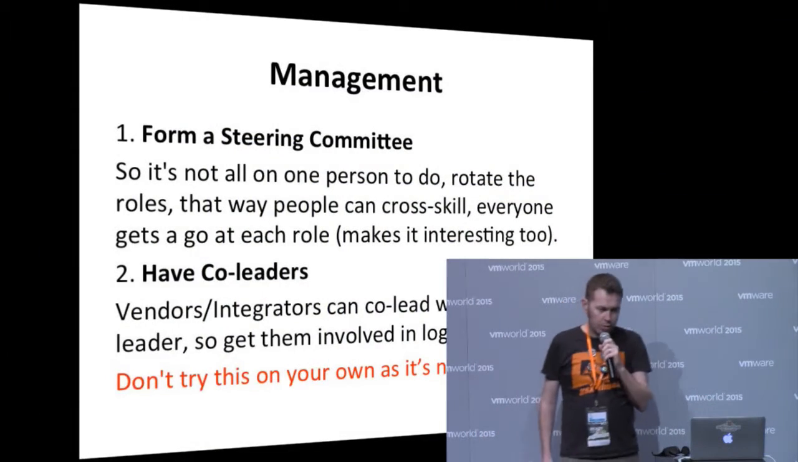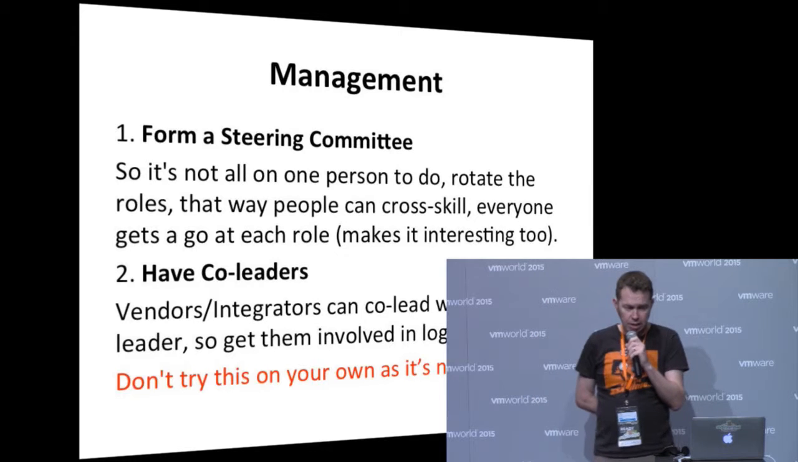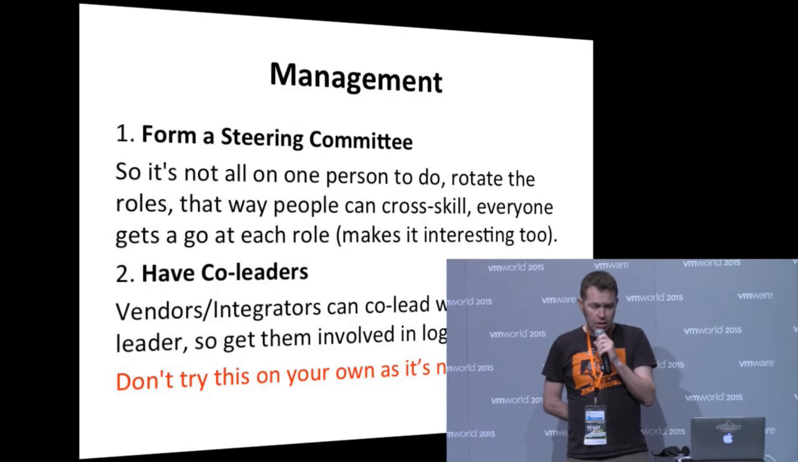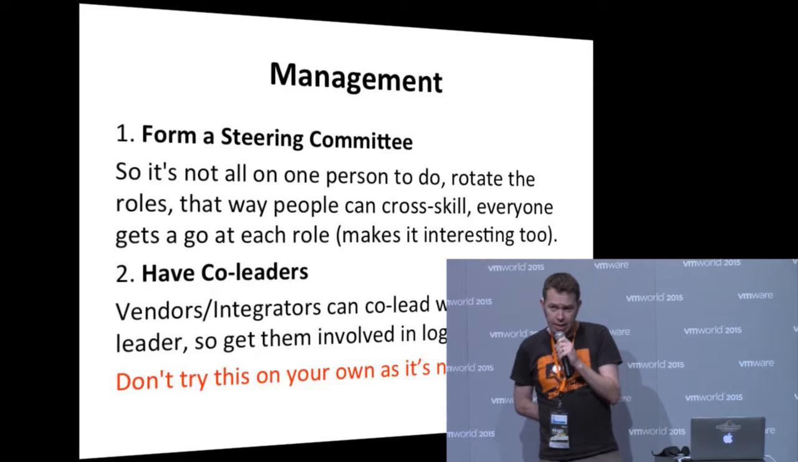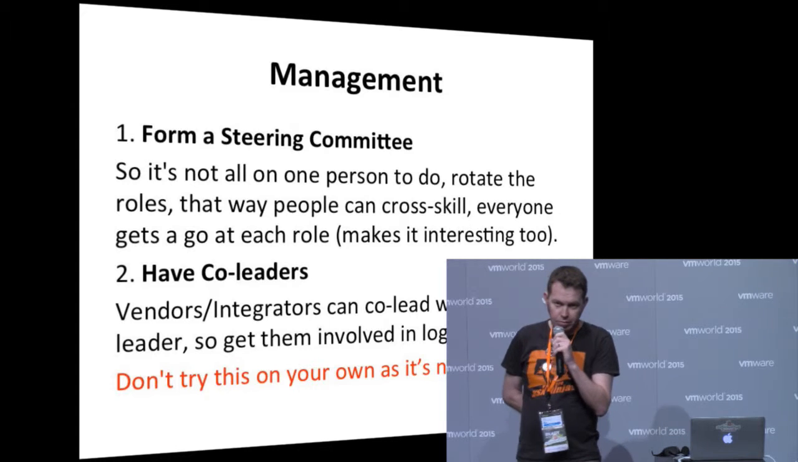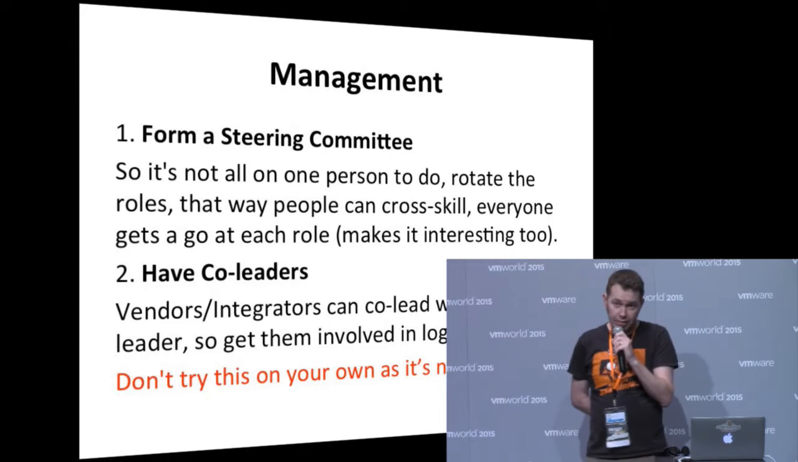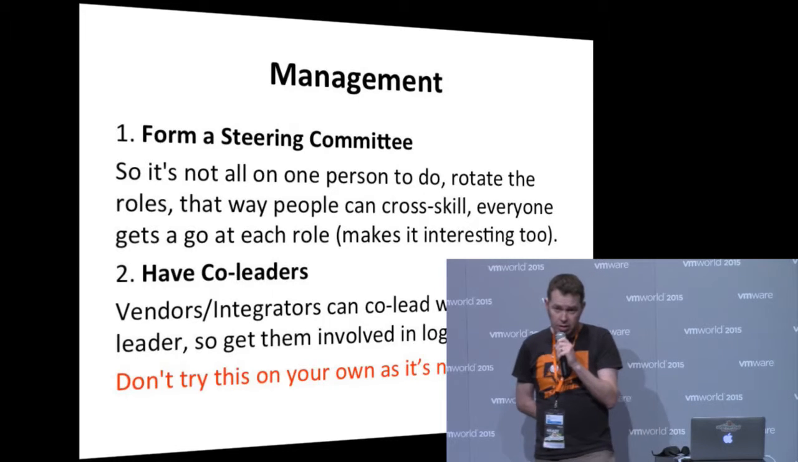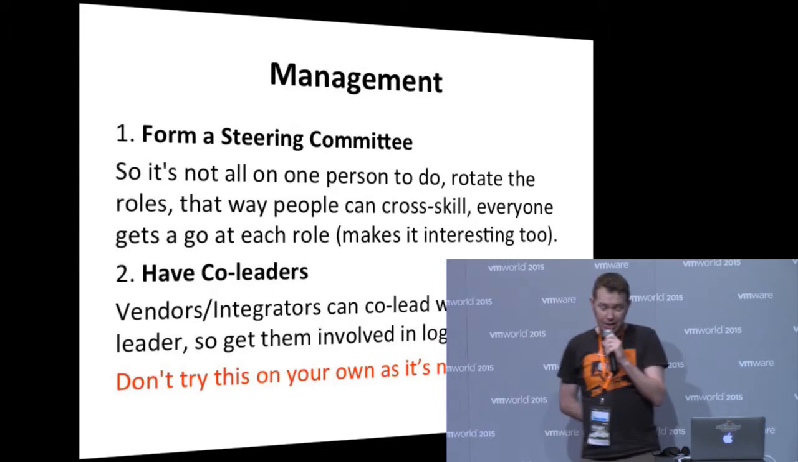The first tip I want to talk about is forming a steering committee. The idea is to remove yourself as a single point of failure as a user group leader. You can also rotate them and get them involved in all the areas required to manage the logistics and responsibilities around the user group. You can cross-skill with these guys as well, so everybody gets to have a go at each different role. It's a bit of variety, which keeps it interesting.